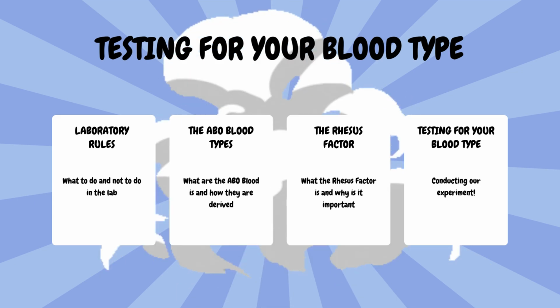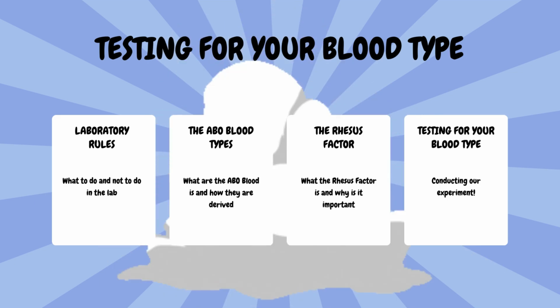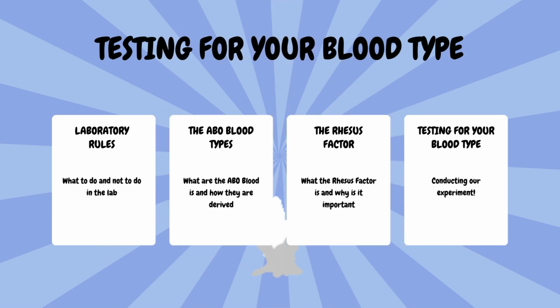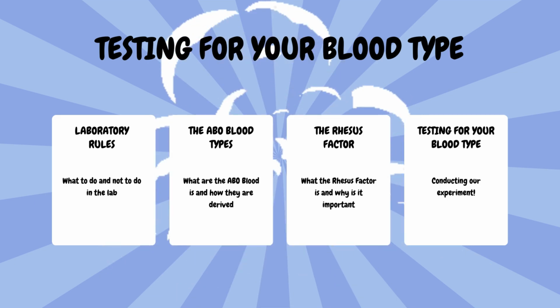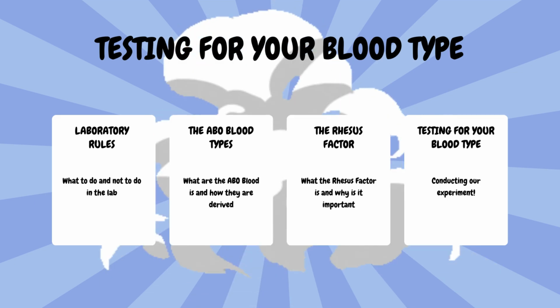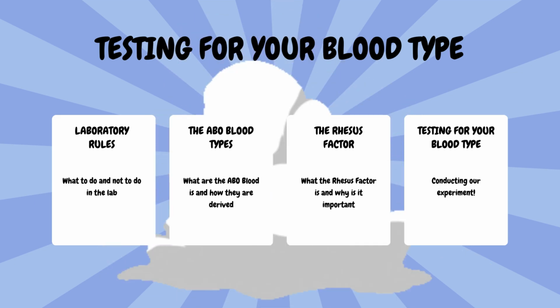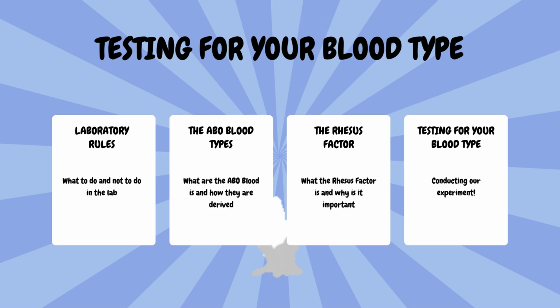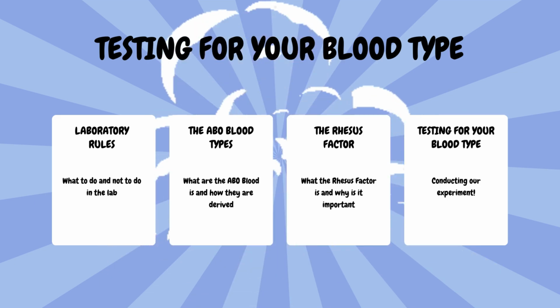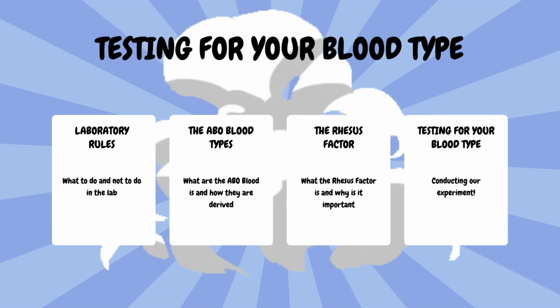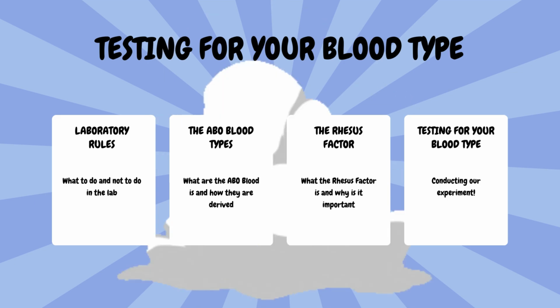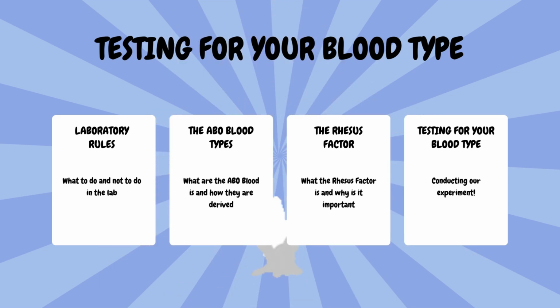The objective of today's video is to teach you how to test for your own blood type. Do you know your own blood type? If you don't, at the end of this video, you will. This video is made for college students doing molecular biology, so if you are, I know you're paying, you got this. First, we'll be discussing the laboratory rules, what to do and what not to do in the lab. Second, we'll be discussing the ABO blood types, what they are and how they are derived. Third, we'll be discussing the rhesus factor, what it is and why it is important. And finally, we'll be testing for our blood types.